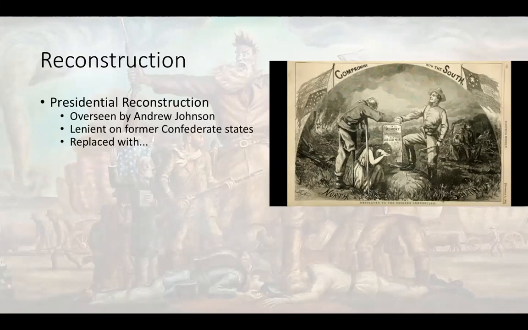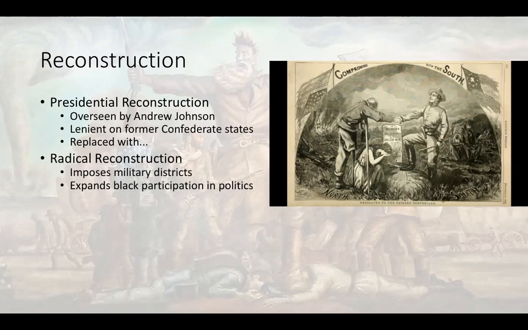Now, recall that presidential Reconstruction, which was overseen by Andrew Johnson, was very lenient on Confederate states and allowed them back in quite easily because he wanted a quick restoration of the Union, but also wanted to empower poor Southern whites at the expense of freed slaves. So even though all the states had to acknowledge that slavery was over, they didn't really have to do anything other than that.